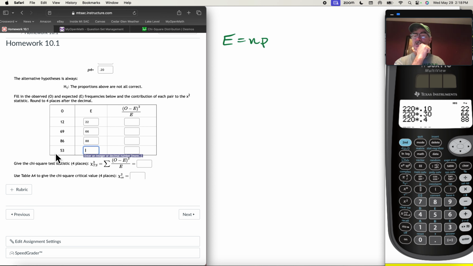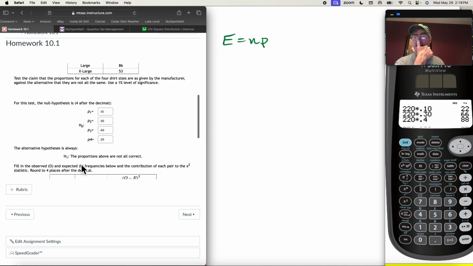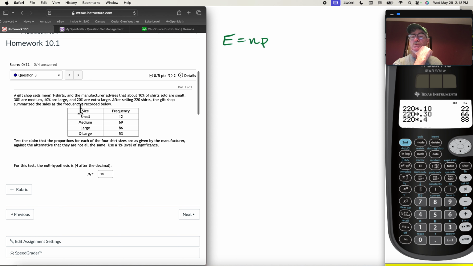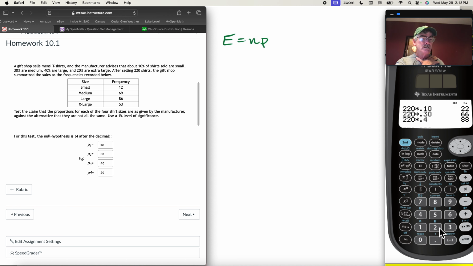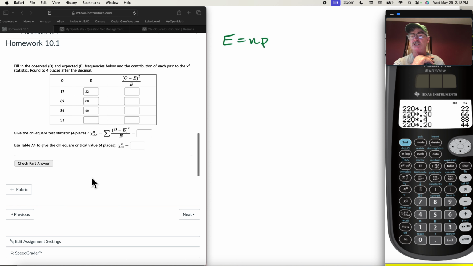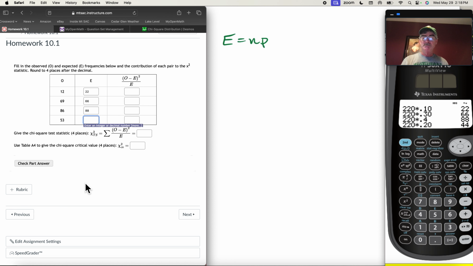Then with the extra larges, we sold 53, but what was expected was 20% of the 220. So n times p there is 220 times 20%, 0.20. So that should have only been 44 extra larges sold, but we sold 53, so that's a little off. Okay, and now we're going to start constructing the chi-square statistic.